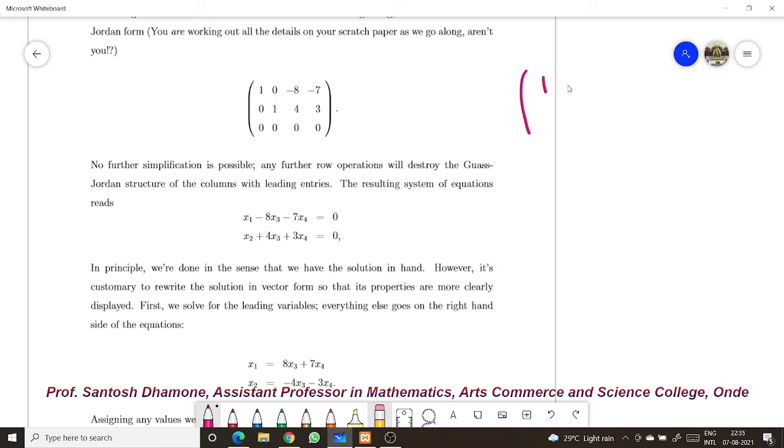The number of non-zero equations in the echelon form of the system is equal to the number of leading entries. In our example, the number of leading entries is 2, and the number of non-zero equations is 2.